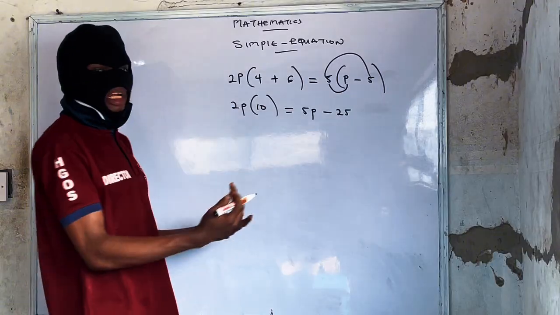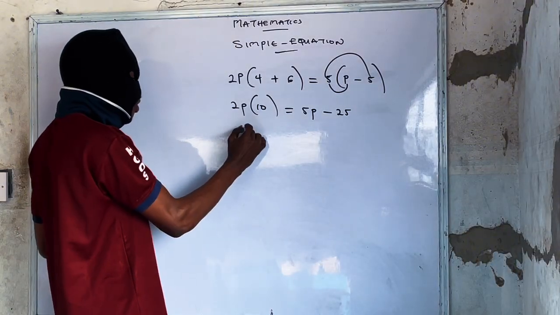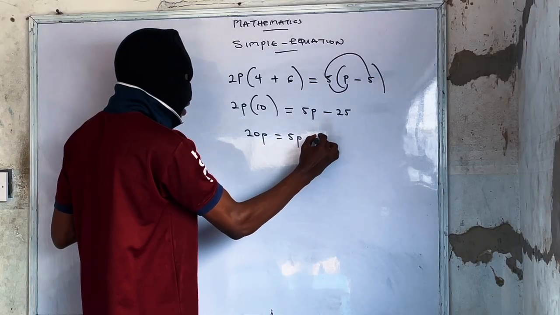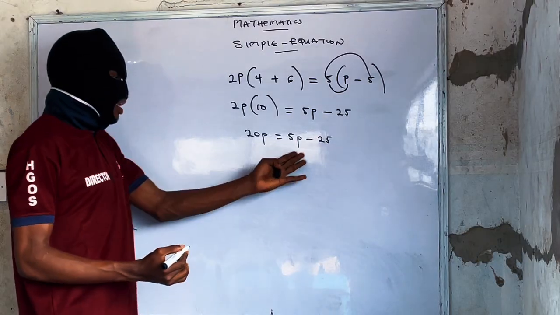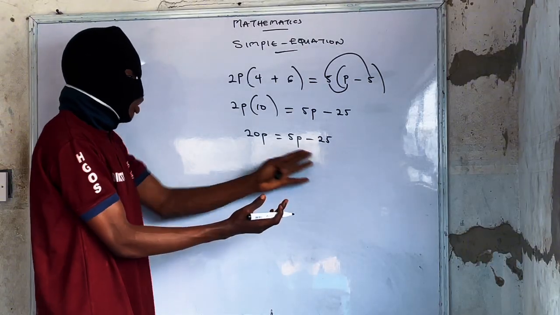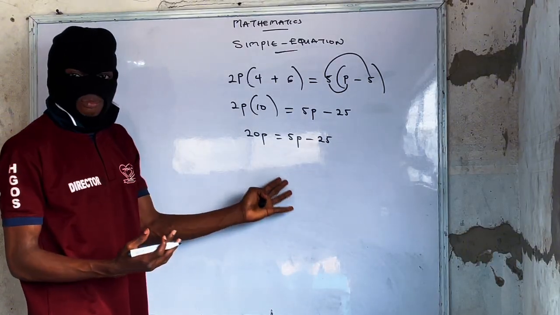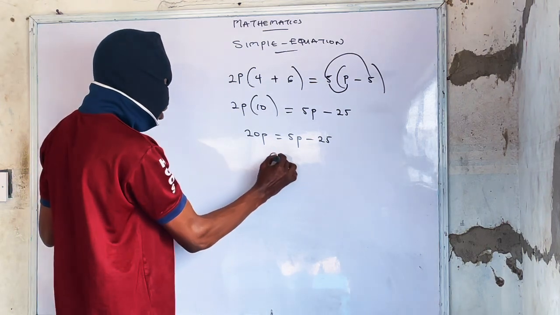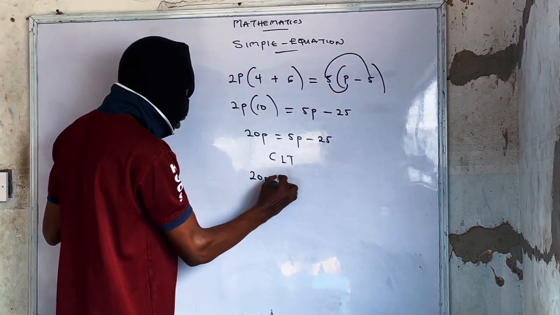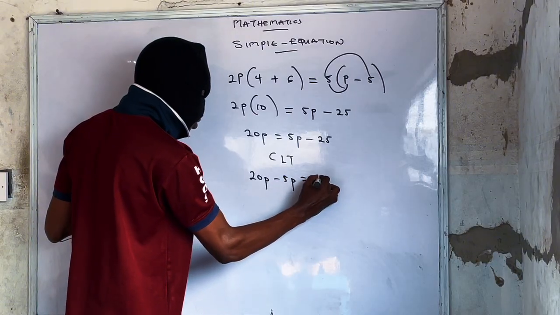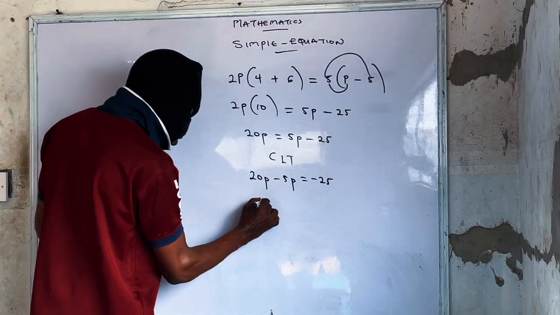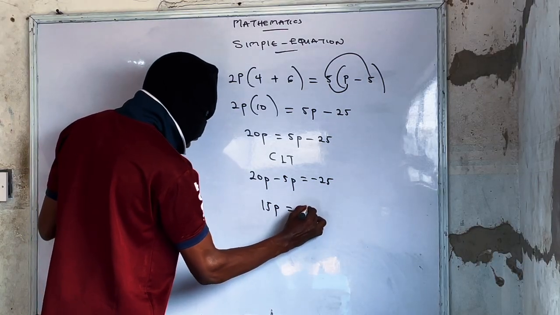Since your bracket means times, 2p times 10 will give you 20p equals 5p minus 25. Right now you are collecting like terms, because this p we have to go and meet 20p. You cannot subtract 25 from 5p. So now 20p minus 5p equals minus 25. 20p minus 5p will give you 15p equals minus 25.